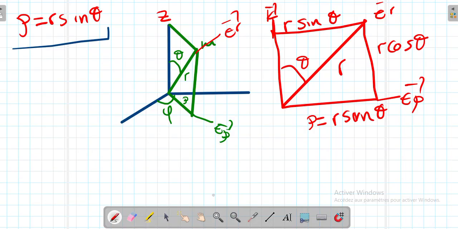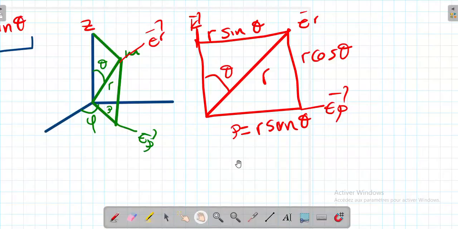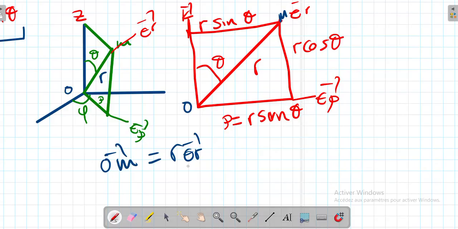Now, from this rectangle, our job here is to find ER. This is the point O, and this is the point M. How do you find OM in the spherical coordinate system? Very simple. If you have a vector, you have a magnitude, which was r, and the direction is ER. You just write r ER, because you have the magnitude and the direction. This is how you find OM in the spherical coordinate system.